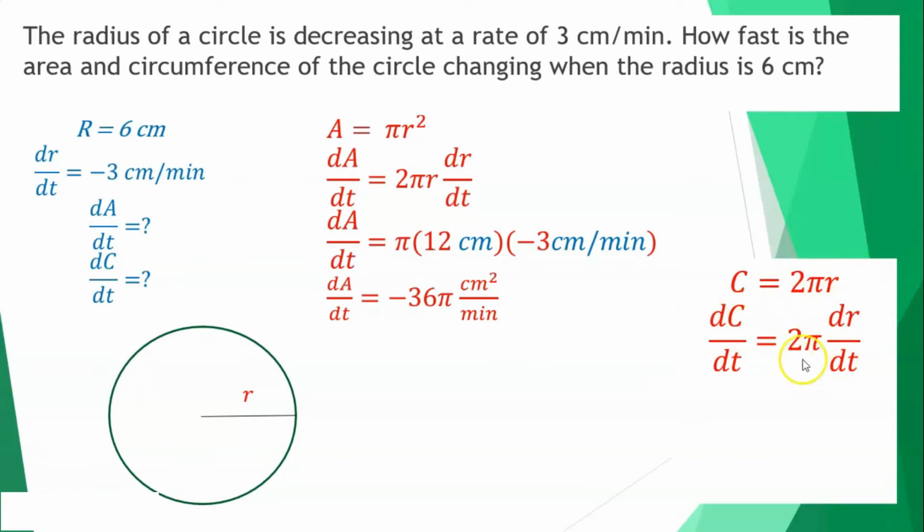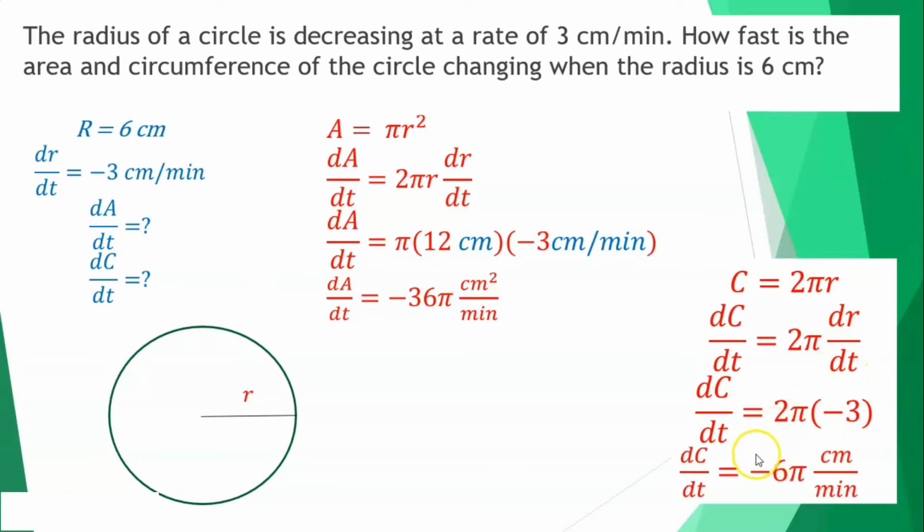Derivative of 2 pi r is 2 pi, then dr dt. Now at this point, let's substitute. So 2 pi dr dt, where dr dt is negative 3. Simplifying, the change in the circumference with respect to time is negative 6 pi centimeters per minute.